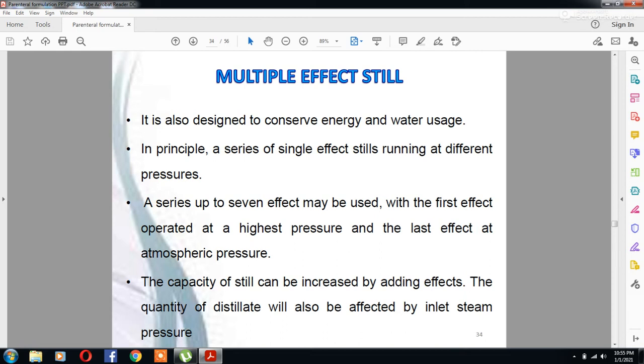And multiple effect stills are also designed to conserve energy and water usage. In principle, it is a series of single effect stills running at different pressures. A series of up to 7 effects may be used, with the first effect operated at the highest pressure and the last effect at atmospheric pressure. The capacity of the still can be increased by adding effects. The quantity of distillate will also be affected by the inlet steam pressure.